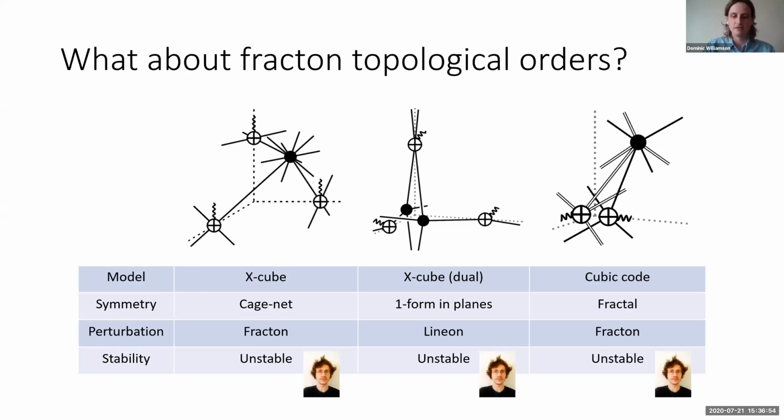So they could be fractons or lineons, depending on the basis you choose, but that is enough to make it unstable. And similarly for this more crazy type 2 fracton model, you have a sort of fractal symmetry of the tensor network, but the perturbations end up being non-trivial superselection sectors that are fractons, and adding these perturbations still is enough to make the tensor network unstable.